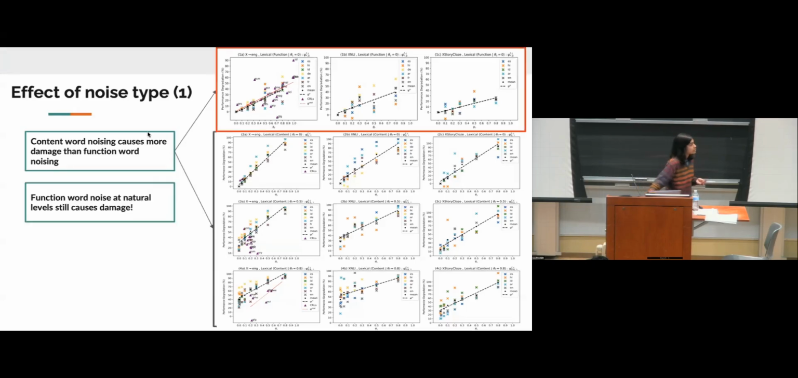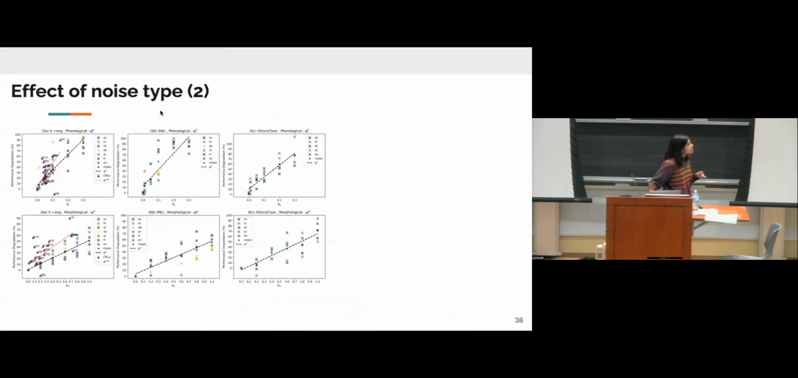But we also note that function word noise still causes a decent amount of damage at natural levels. What do we mean by that? These languages, these posteriors, give us a sense of what a natural range of theta we expect, and we see that even within this natural range, it still corresponds to a non-trivial amount of performance degradation. And this suggests that function word noise is still a player in mitigating PD, and we'll come back to this idea.